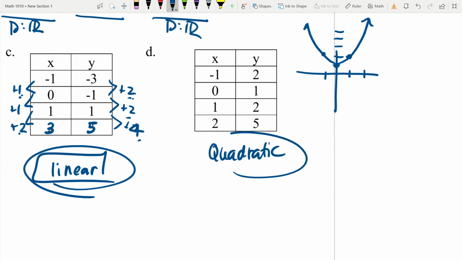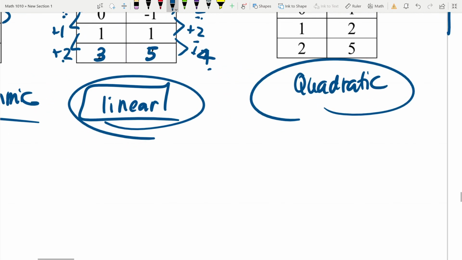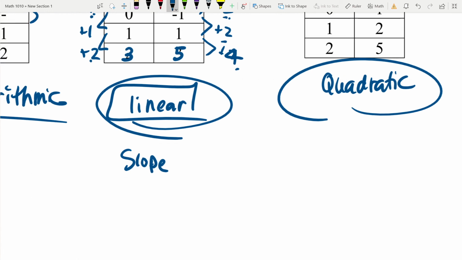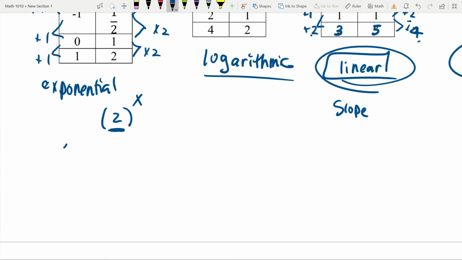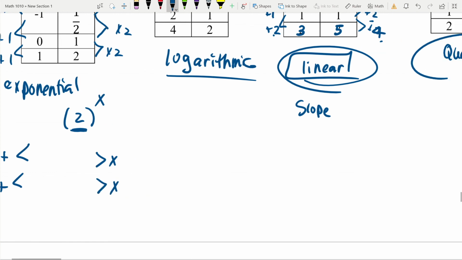Okay, so to find out if something is linear, determine the slope, which means find the difference in the x's, find the difference in the y's. If something is exponential, then the left-hand side is going to be added, and the right-hand side is going to be consistently multiplied. That's exponential, okay?